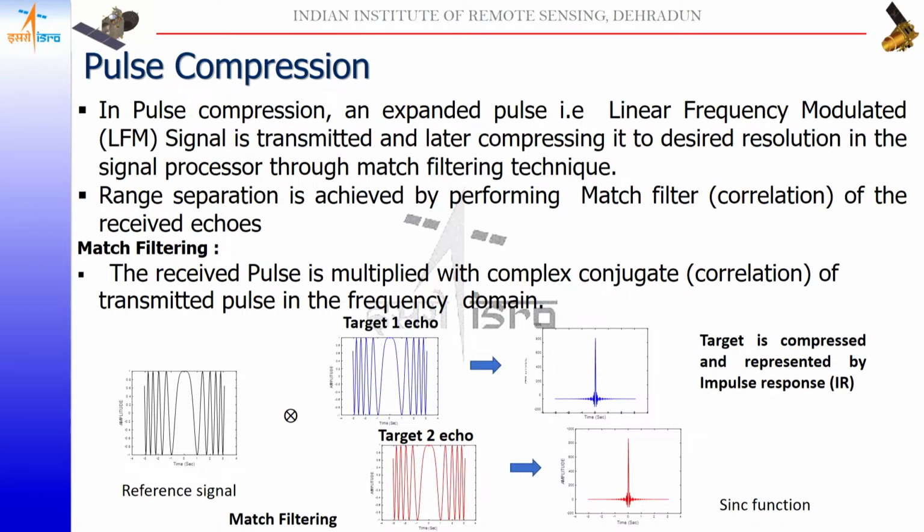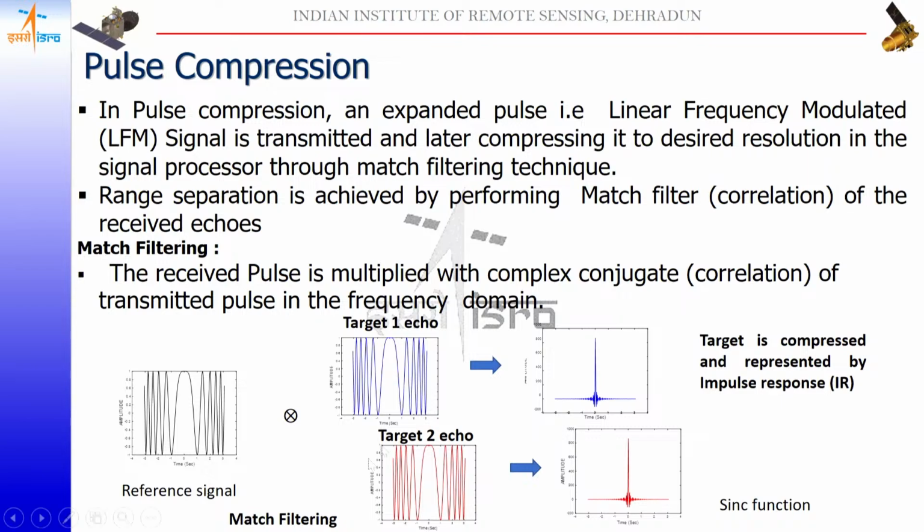So now in case of raw data, how can we do the signal processing? There is one technique which is called pulse compression. In case of SAR, we are transmitting a linearly frequency modulated signal. Normally our electromagnetic wave signal is of a single frequency. But in case of SAR we have a special type of signal which is called the LFM signal, the linear frequency modulated signal, or we can say an expanded pulse is sent.